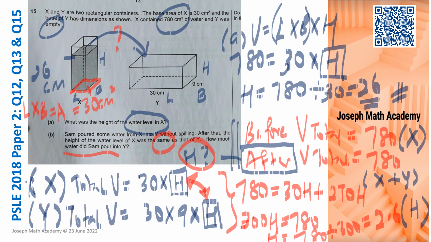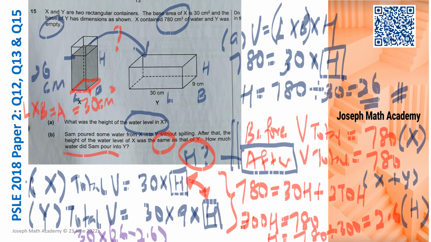So how much water did Sam pour into Y? That means how much water left container X. To do that question is extremely simple. What we need to do is take the base area of container X, which is 30, times the height that is removed first. Let's find out the height that is removed from container X. It is 26 minus 2.6.